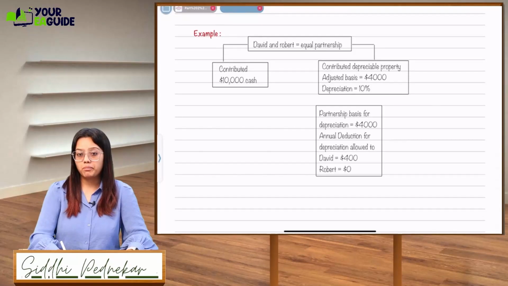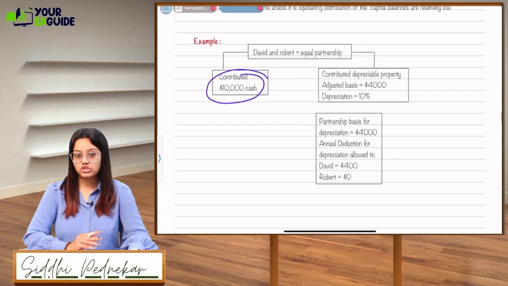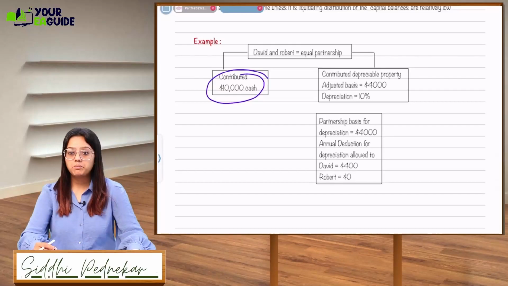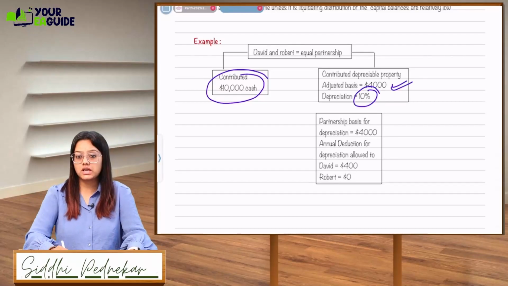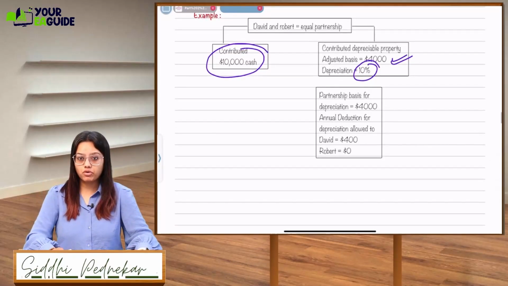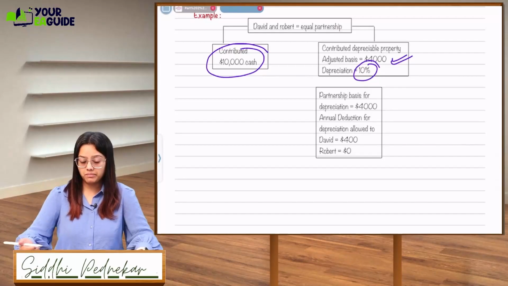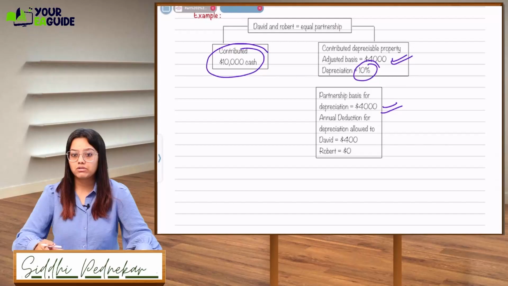So first of all, let's see this example. Let's say David and Robert are both equal partners. They have contributed 10,000 cash into the business. They have also contributed a depreciable property with an adjusted basis of 4,000, and the depreciation is 10%. So what is the partnership basis for depreciation? It will be the 4,000 adjusted basis of the property which they have contributed. Whatever the basis of the property is will be the basis for the partnership firm. Take the whole 4,000 as the basis to calculate the depreciation.